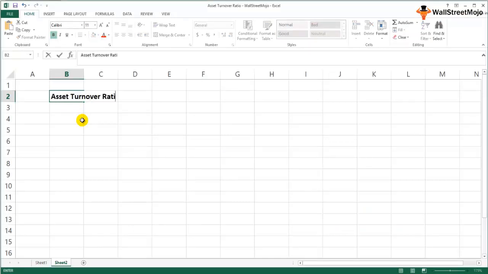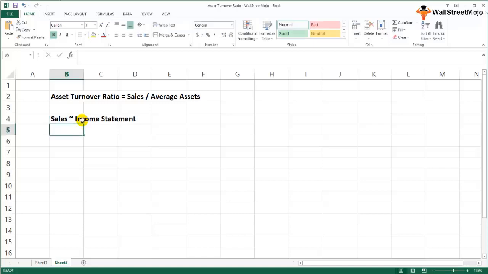Asset turnover ratio is nothing but sales divided by your average assets. Sales is the sales which the company does over a period of 1 year, and the average assets is the assets at the beginning of the year and at the end of the year, and the average of these two. Sales is what you get from the income statement, which is for the particular year, and the average assets is what you get from the balance sheet.